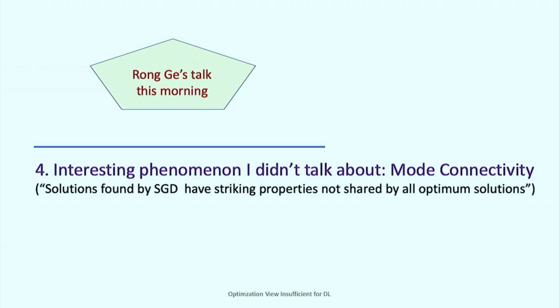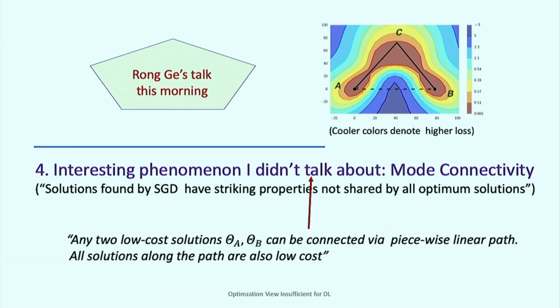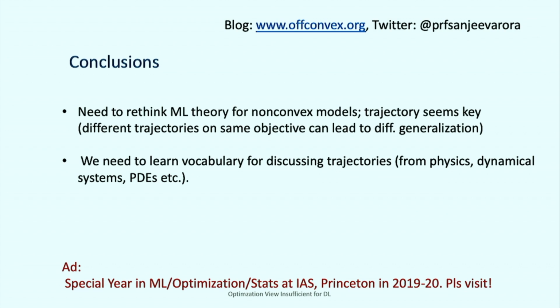Okay, another interesting phenomenon I didn't talk about, but Rong Ge's talk addressed this morning, mode connectivity, which again is in line with this philosophy I've been saying, that there's magical stuff happening along the trajectory of gradient descent or stochastic gradient descent. And one of the magical things that happens is that these solutions found by gradient descent have the property that they can be connected via these piecewise linear paths in the landscape where the loss is low along the entire path. This is again a property of solutions that are found by training algorithms, not all solutions in the landscape.